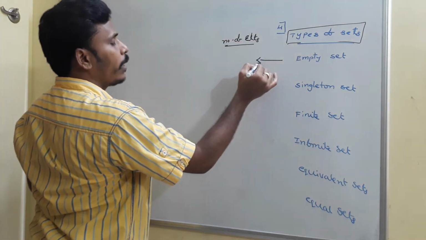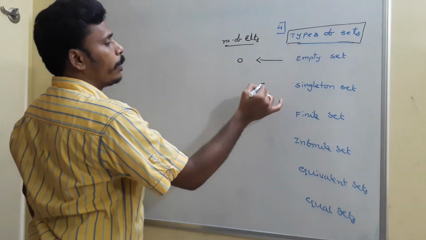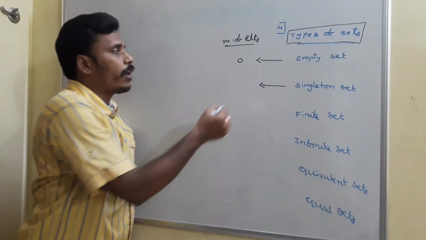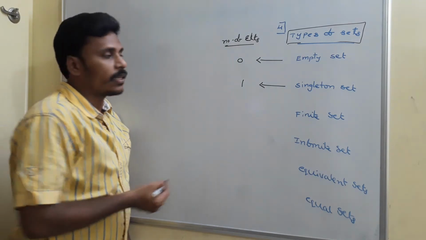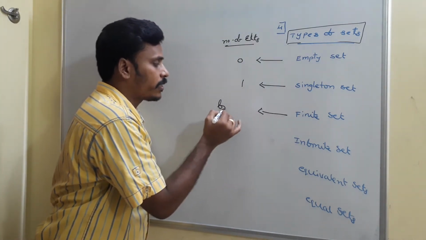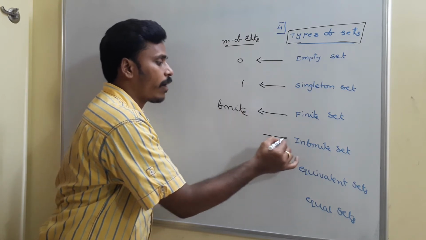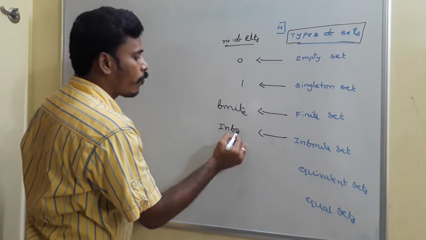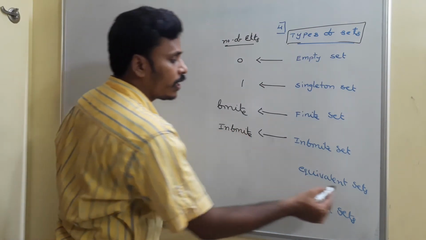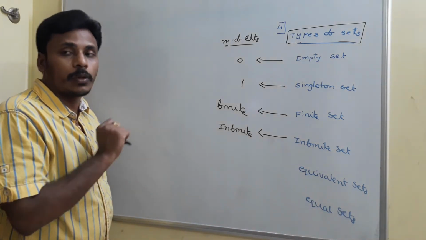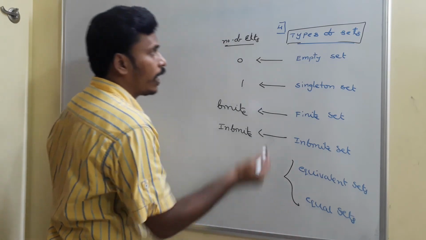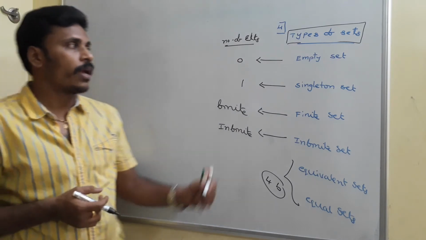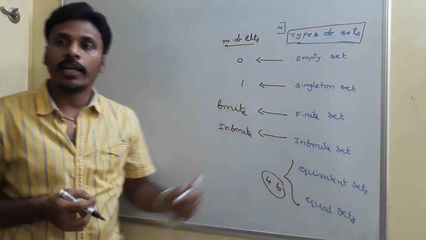Empty set is a set which contains 0 elements. If the number of elements in a set is 0, we call it an empty set. If the number of elements in a set is 1, we call it a singleton set. If the number of elements in a set is finite, then we call it a finite set. And if the number of elements in a set is infinite, we call it an infinite set. Whereas coming to the equivalent sets and equal sets, these two are somewhat different. In 4b I will discuss these two. First of all you just look at these four: empty set, singleton set, finite set, and infinite set.